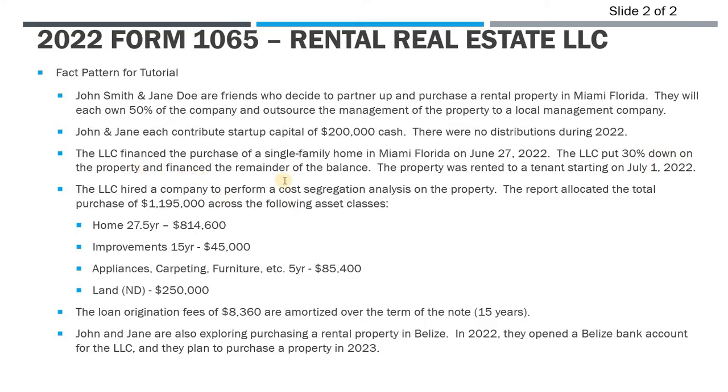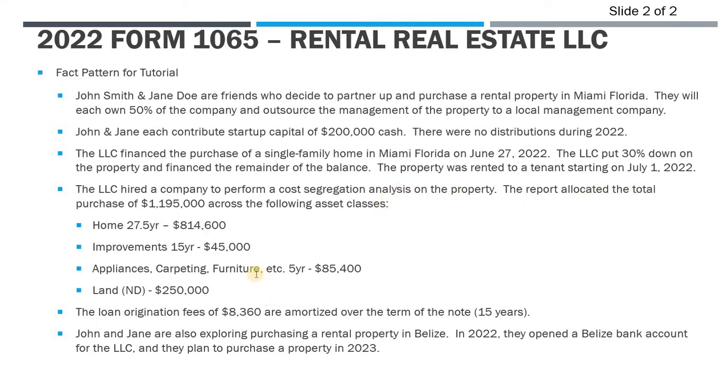The LLC financed the purchase of a single-family home in Miami, right, June 27, 2022. So they put up 30% in cash, right, and then they financed the remainder of the balance. And they did that using a 15-year note. Now the property was immediately rented out, right, pretty quickly, July 1st, 2022.